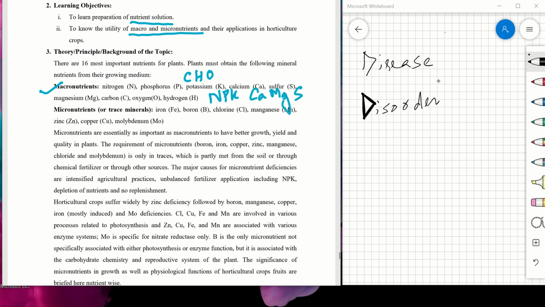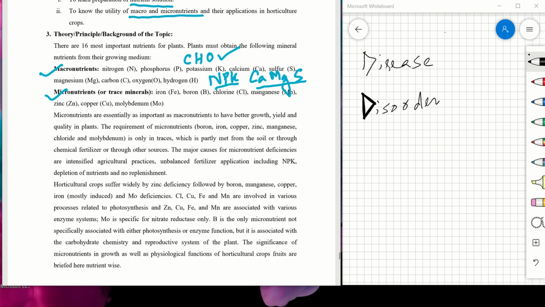So to remember the macronutrients, you just write CHO, that is carbon, hydrogen, oxygen, and NPK, nitrogen, phosphorus, potassium, and CaMgS, your calcium, magnesium and sulfur. They are required in major quantity. And micronutrients means trace minerals. They are required in very small quantity, like your iron, boron, chlorine, manganese, zinc, copper, molybdenum.